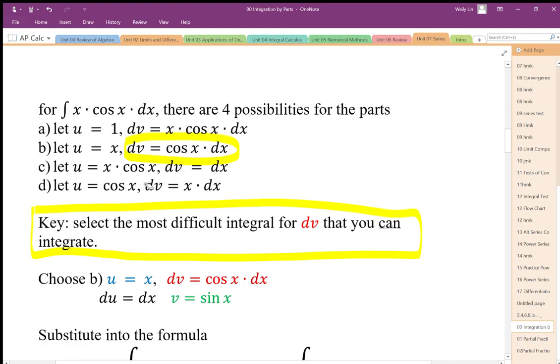Same thing here. This is my dv. If u is cos x, the remaining part is x dx. That's my dv. Well, if that's my dv, I can integrate it. But again, the criteria was the most difficult integral that I can integrate. When I compare these two integrals, this one's more complex. So I should choose that one. That's what I'm going to do.